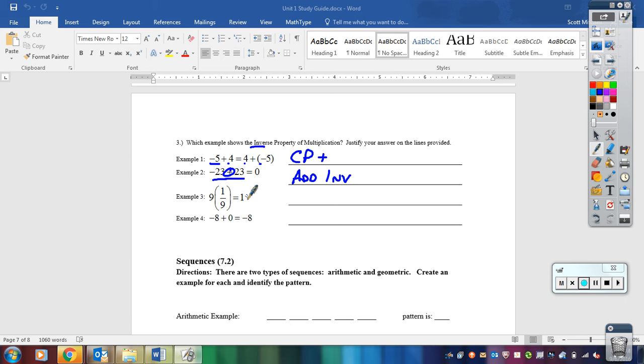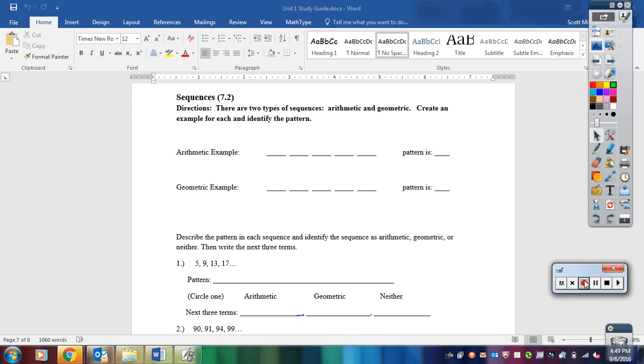9 times 1/9, that turns to 1, they cancel each other out. That is the multiplicative inverse. How do I know it's the multiplicative inverse? Because it's reciprocals. 8 plus 0 turns to 8. In other words, you add 0, stay the same. It's a waste of time property. That's the additive identity. Additive identity is a waste of time property. That's it for properties. We're now going to move on to sequences.